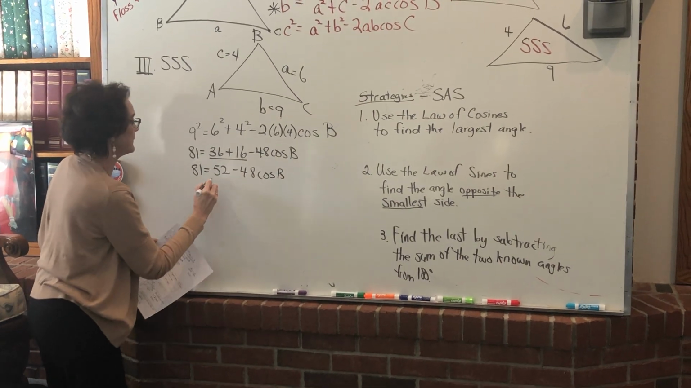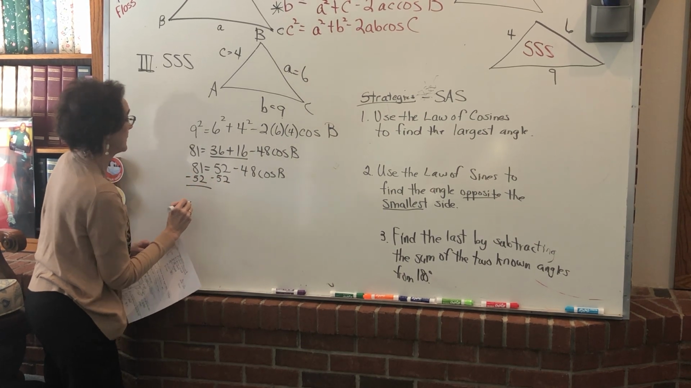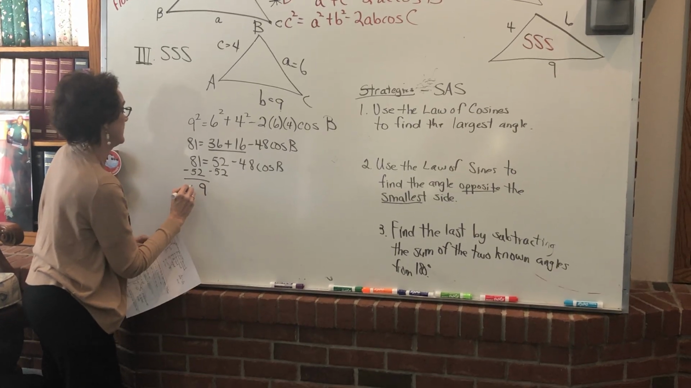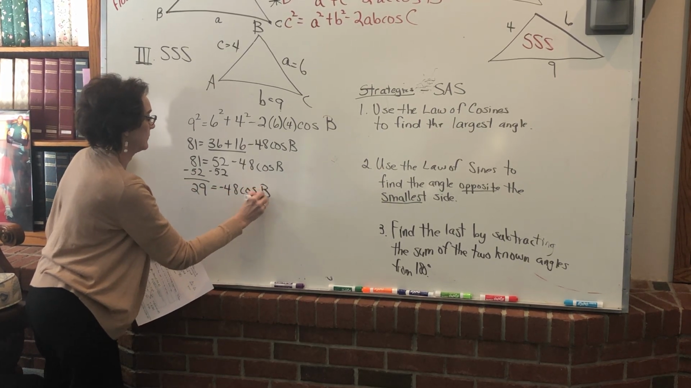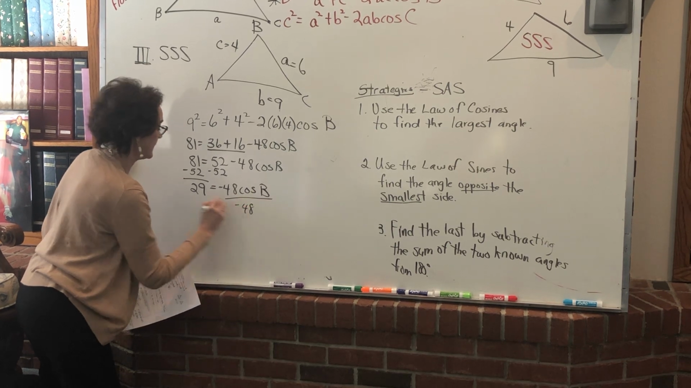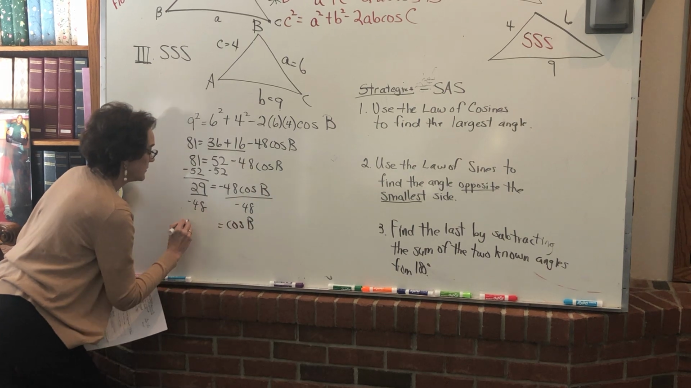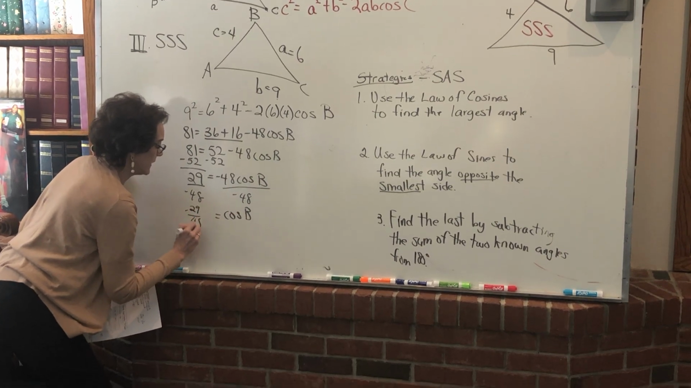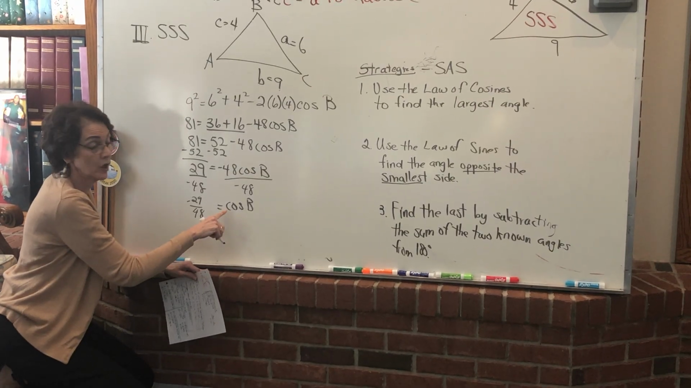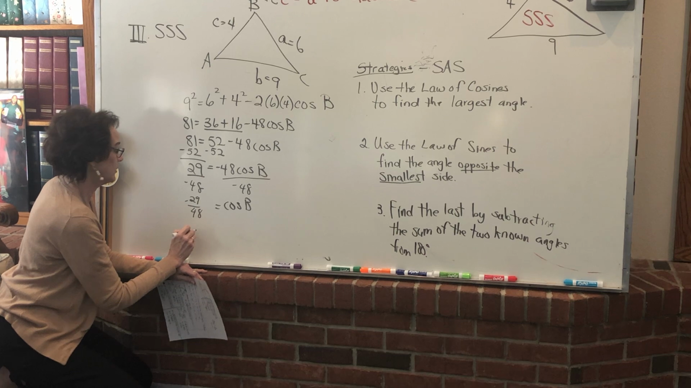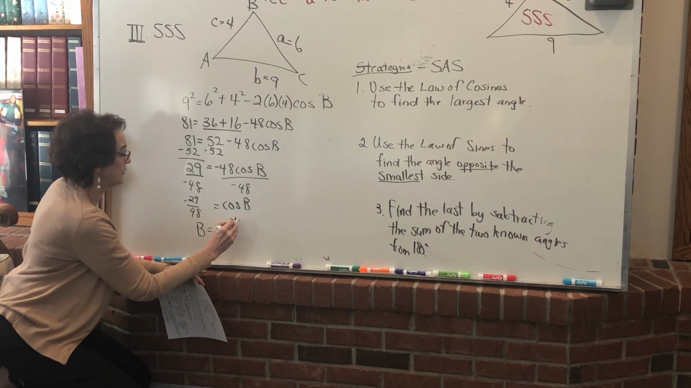Then we'll subtract the 52. So that would be negative 29. Then divide by negative 48. So negative 29 over 48. And then to find the actual B, you're going to do the inverse of cosine of this. So to get B, we need to do the inverse of the answer.